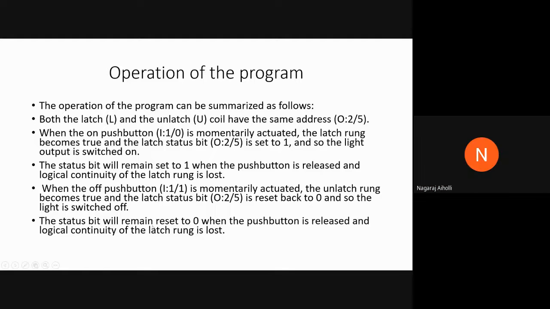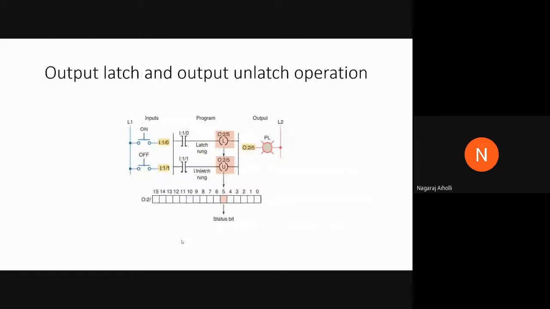The status bit will remain reset to 0 when the push button is released and logical continuity of the latch rung is lost. There is no logical continuity because the push button is released, not the off switch, the on switch, this switch. The on switch is released, there is no continuity, it's 0, and hence the rung will not become true.